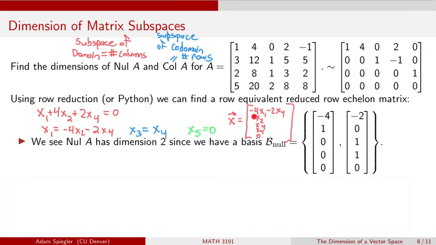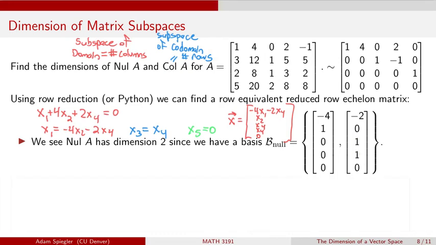The null space is going to be any vector that has x1 equal to -4 x2 - 2 x4. x2 is free, so it equals x2. x3 is equal to x4. x4 is free, so it equals x4. And we see from the second to last row that x5 is going to have to equal 0. So now we can write out the null space as a set that's spanned by the vector (-4, 1, 0, 0, 0) and the vector (-2, 0, 1, 1, 0).